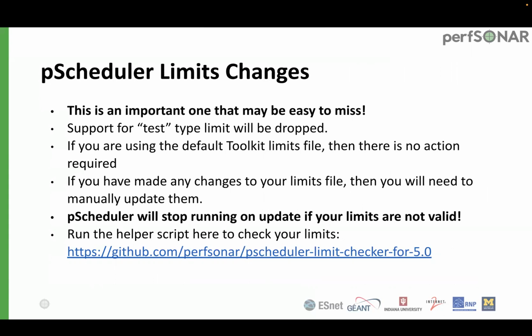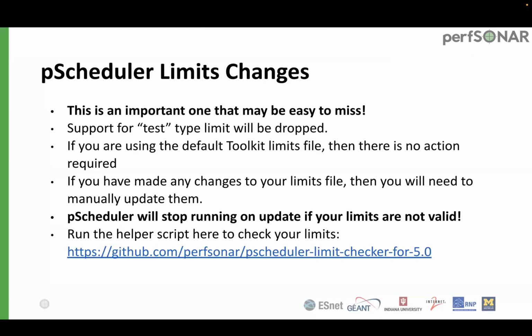So all right, that's all the archive stuff. There are a couple other things I want to highlight that are also important. I think there's so much focus on the archives that I don't want this one to get lost in the shuffle. There is a change to the pScheduler limits. I can't remember exactly which version of 4, but there was a deprecated limit type called the test type limit. It's officially going to be dropped, no longer just deprecated, but completely dropped from support when 5.0 comes out. If you're using the default toolkit limits file, where you haven't touched your limits file, then there's really nothing to do. It'll automatically upgrade. You're good to go. No worries.